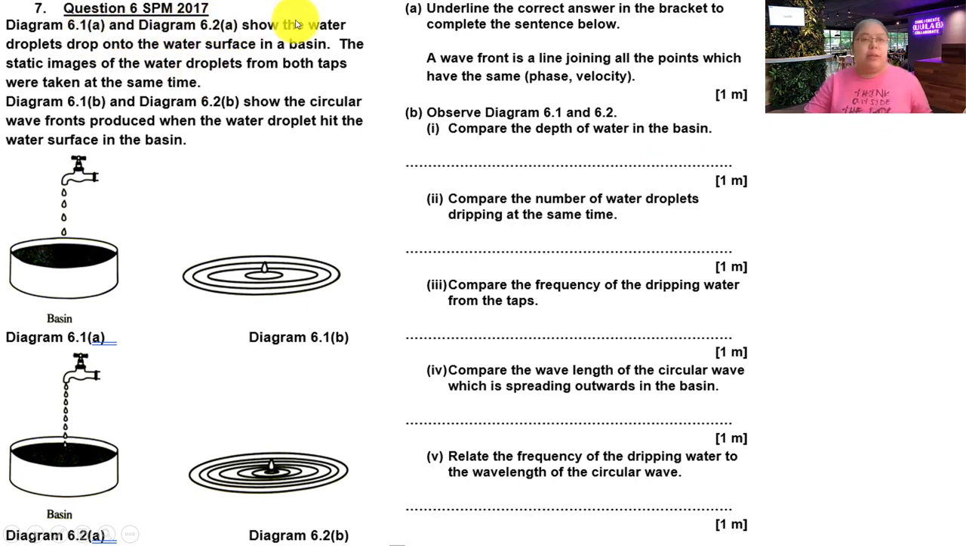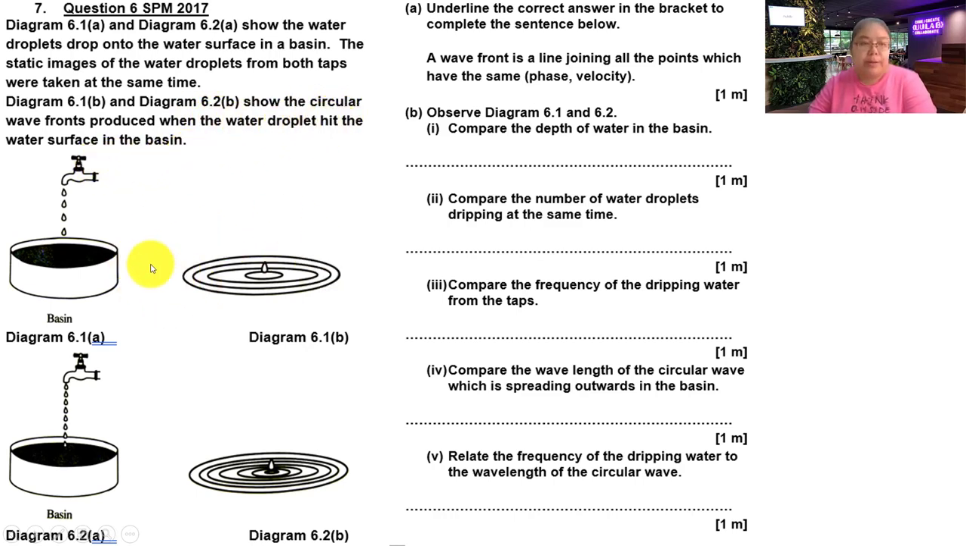Okay, A and B show the water droplets dropping onto the water surface in the basin. The static image of the water that drops from both taps was taken at the same time. 6.1 and 6.2B show a circular wave. They are produced when the water drops hit the surface of the water.